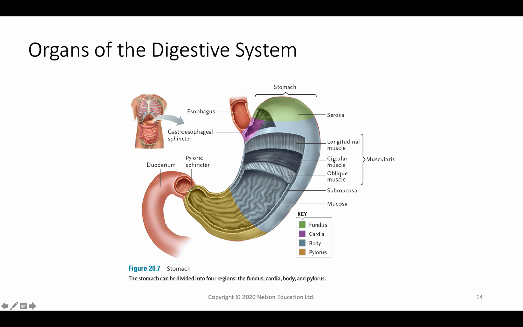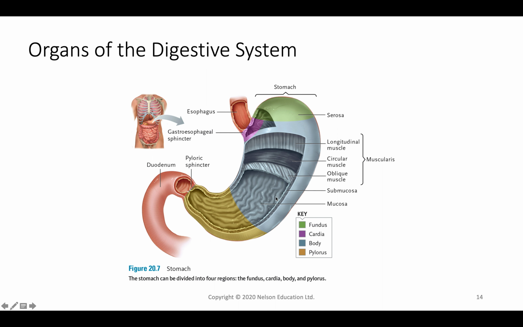All right, so let's look at the muscle layer. So we have the longitudinal muscle and the circular muscle, which we've always had, but in this case, we also have an oblique muscle. So longitudinal running this way, circular running that way, and oblique running diagonal. And that allows us to have three-dimensional multiple different ways that we're able to contract the stomach to allow for what we call gastric churning, or the churning of the food inside this gastric chamber.